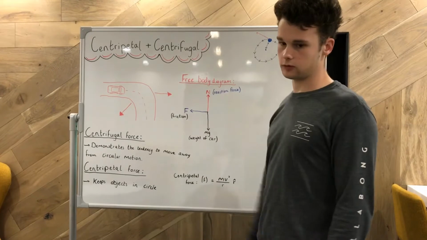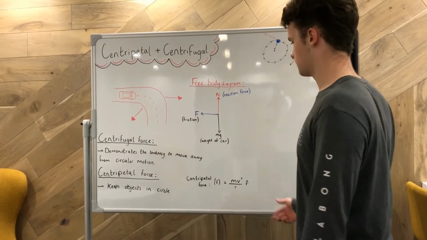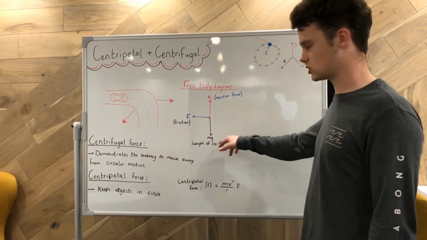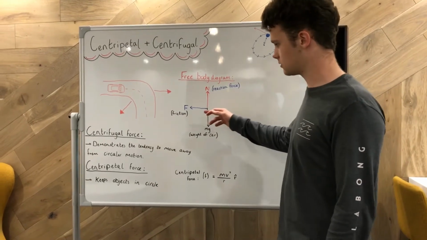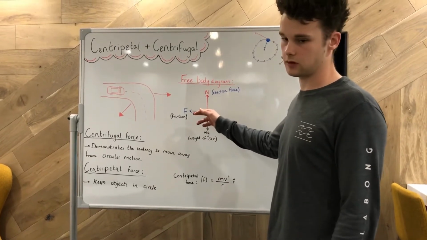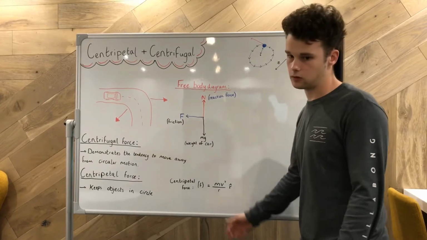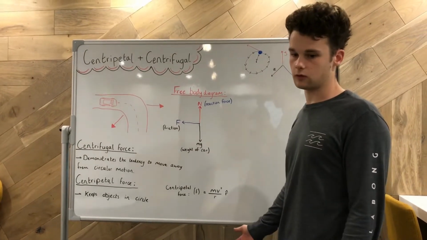Centripetal and centrifugal force, we need to understand the forces acting on the car. We have the mass times gravity, which is the weight of the car, and the centripetal force, which is known as the friction created by the tyres. Since this car is going around the corner, a horizontal centripetal force will be present.